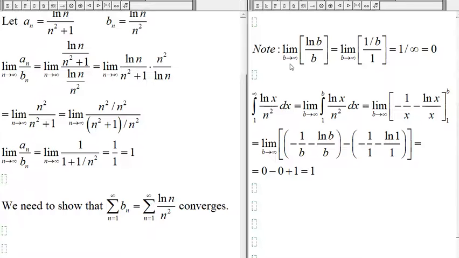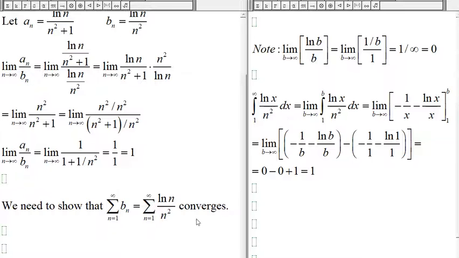So before we do that, notice that if we have the limit as b approaches infinity of ln of b divided by b, then ln of b approaches infinity, and b approaches infinity, so we have infinity over infinity. So we can use L'Hopital's rule, and so we can take the derivative of the top, which is 1 over b, and the derivative of the bottom, which is 1. And then we get 1 divided by infinity, which is 0. So the limit of this quantity right here is 0.